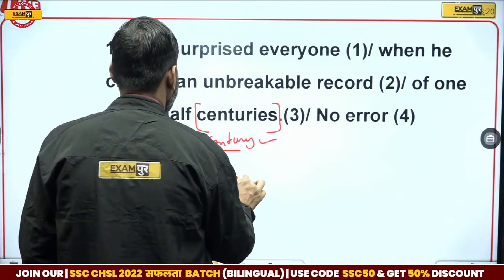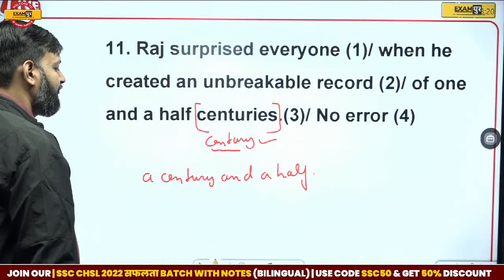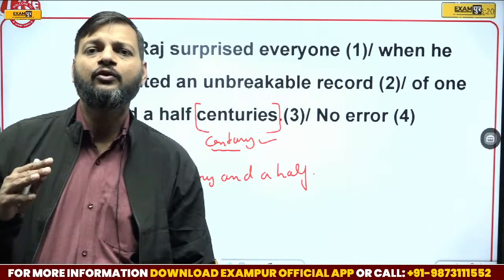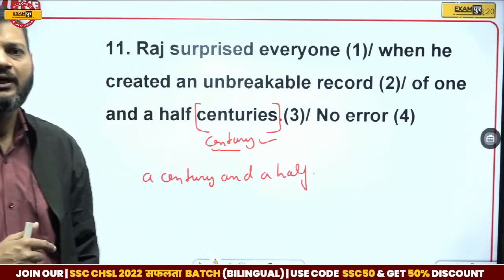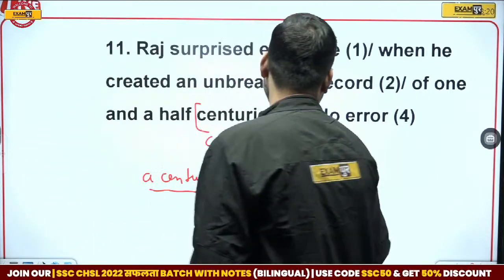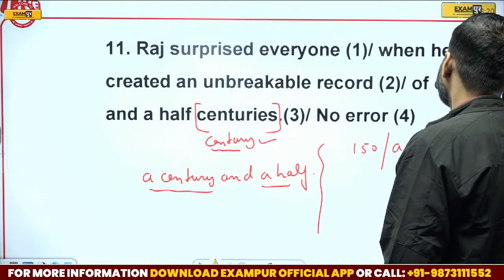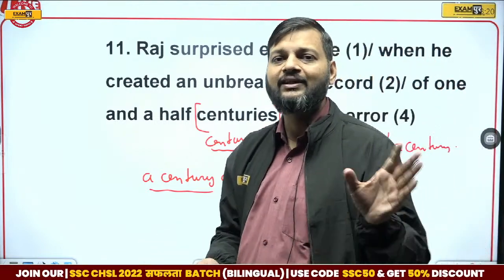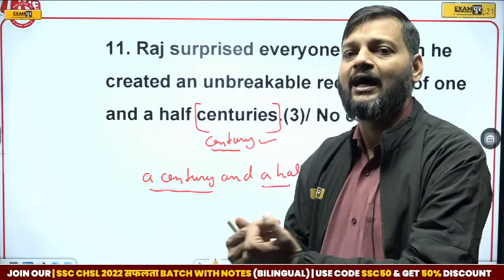a century and a half. If a batsman has scored 150 runs, it should be written like this: a century and a half, because 150 runs is just a century. So you cannot write it as 1.5 century. There's nothing like 1.5 century. So it should be one century and a half.